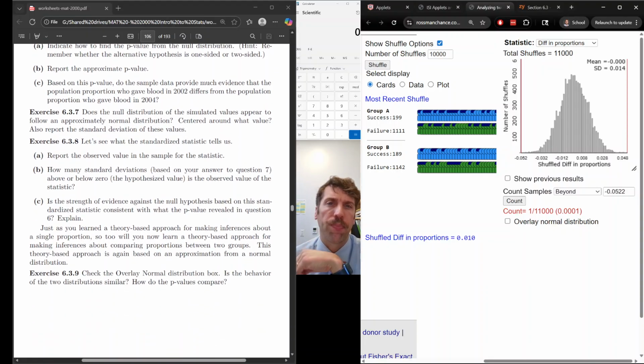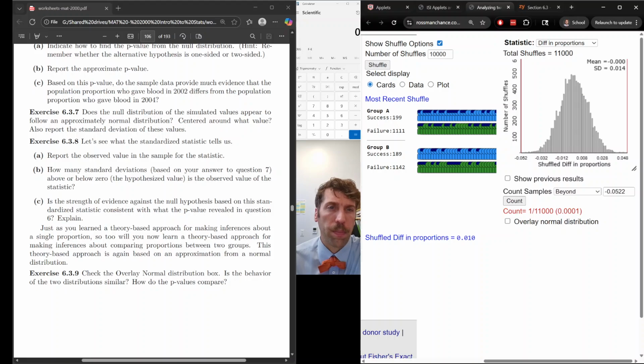Now, does the null distribution of the simulated values appear to follow an approximately normal distribution centered around what value? Also report the standard deviation of these values. So yes, it's following kind of a bell-shaped curve, with mine centered at 0 and my standard deviation's that number. So I would report those. How many standard deviations? Wait, let's see. I got ahead of myself.